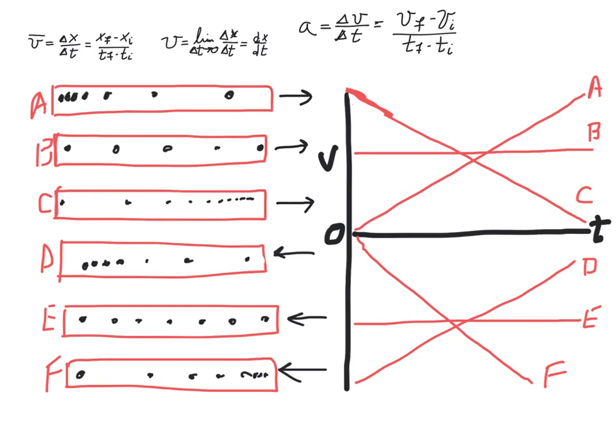Now in the case of A, it starts at 0. That doesn't really show it starting at 0. It should be a little more crowded. But anyway, it starts at 0 and the velocity gets bigger and bigger in a positive direction. And B is a constant positive velocity. So the dots are even and the direction is this way.